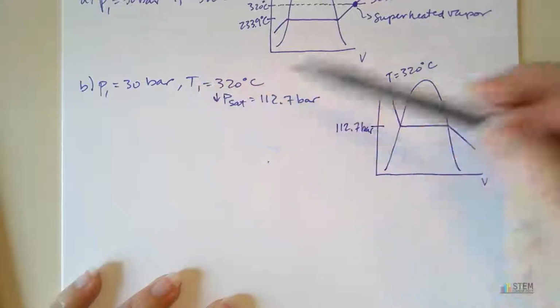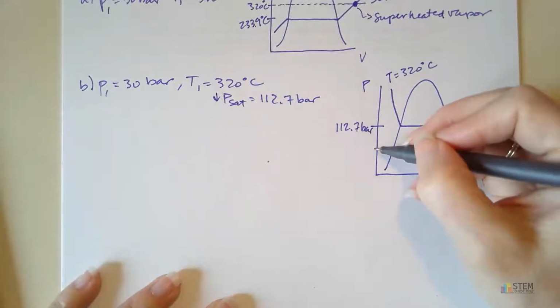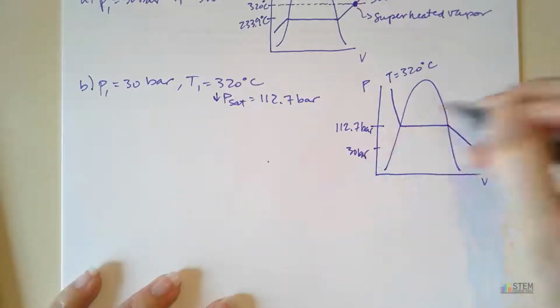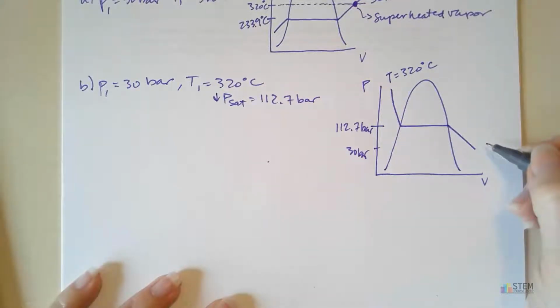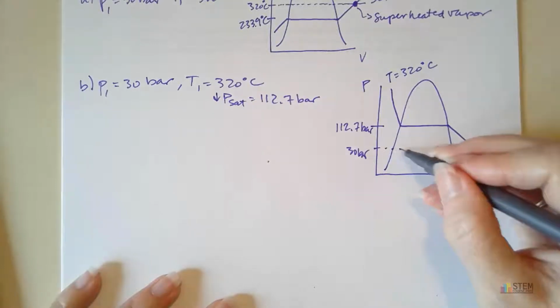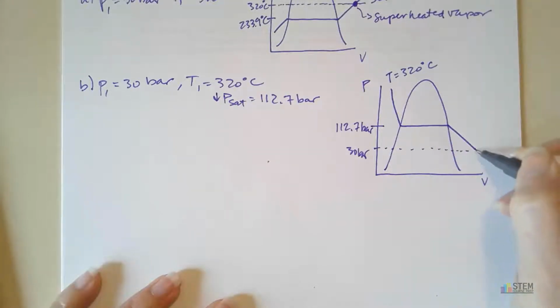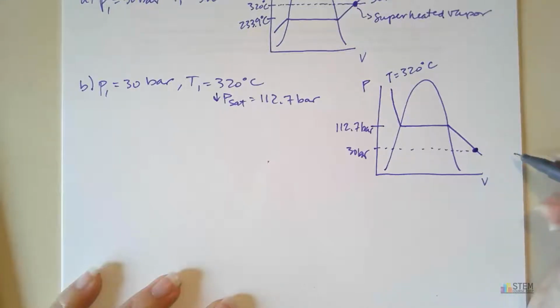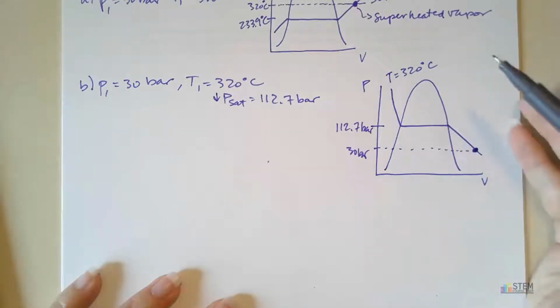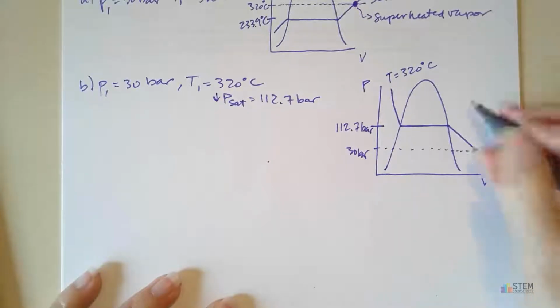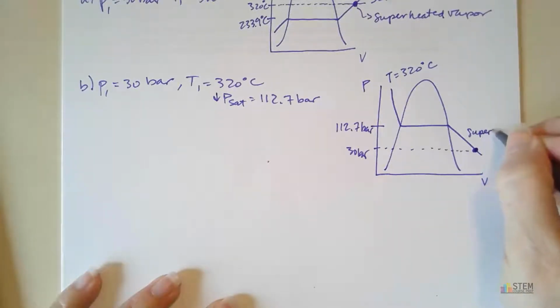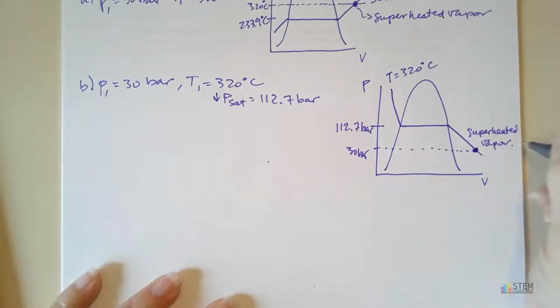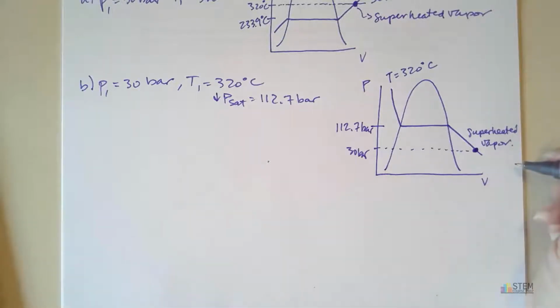We are at 30 bar, so we're down here somewhere. What we need to do is find the intersection of the temperature at 320 and the pressure at 30 bar. Essentially you're just going to draw this line over here to where it intersects. We are to the right of the vapor dome, so we're going to have superheated vapor.